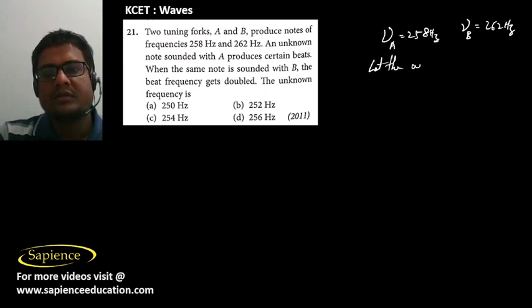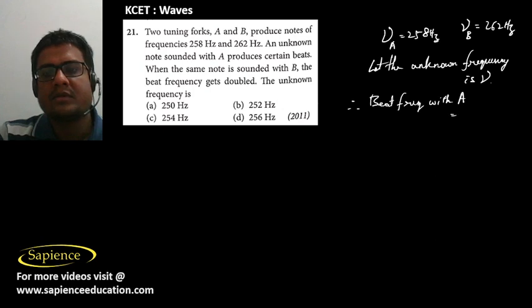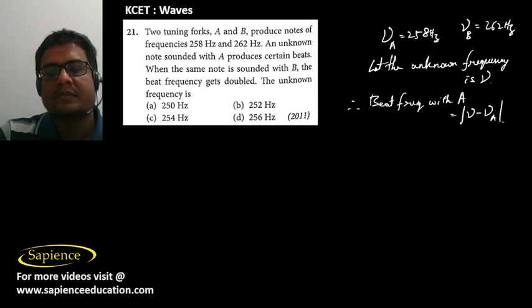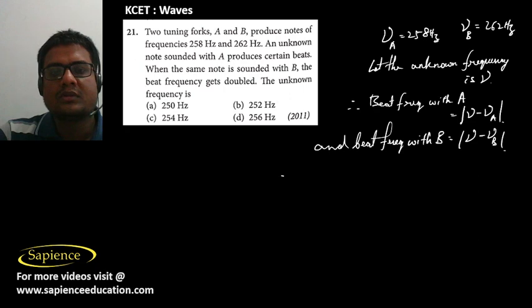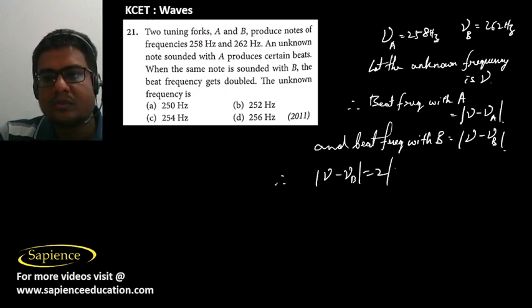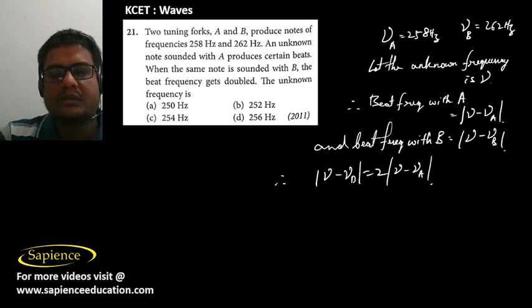So let the unknown frequency be nu. Therefore the beat frequency with A will be equal to mod of nu minus nu A, and the beat frequency with B will be equal to mod of nu minus nu B. So it is given that the beat frequency gets doubled when it is sounded with B. So therefore mod of nu minus nu B is equal to 2 into mod of nu minus nu A. Then we have to find the unknown frequency nu.